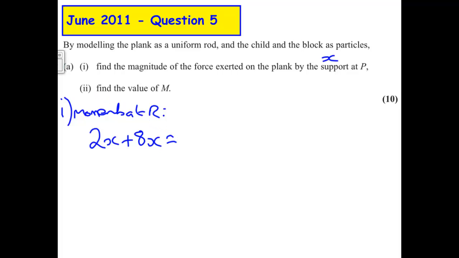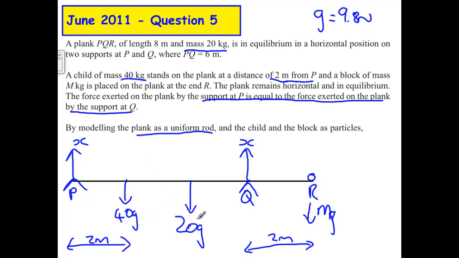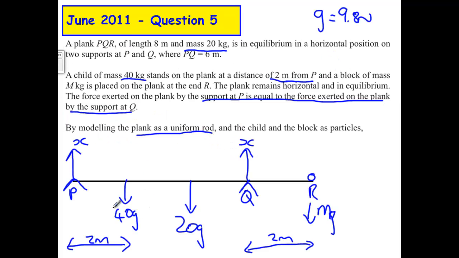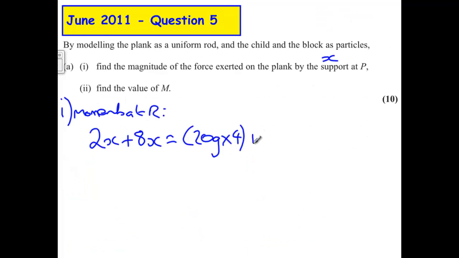Now I'm going to set this equal to moments acting in an anti-clockwise direction. So that's going to be the weight of the plank, which is 20g, and that is acting at a distance of 4 meters from R. And I'm also going to add on the weight of the boy, 40g, which will be acting at a distance of 6 meters from R. So I'm going to add on 40g times 6 meters.